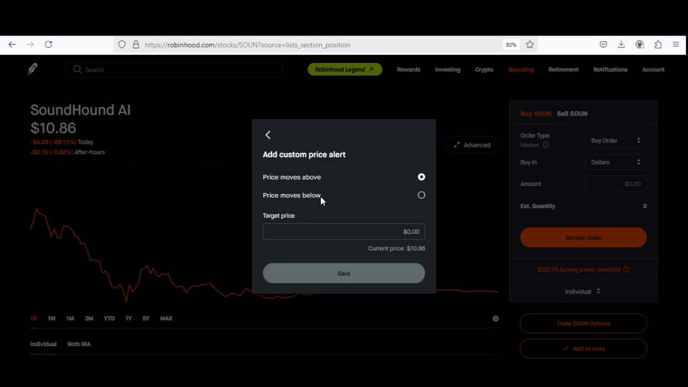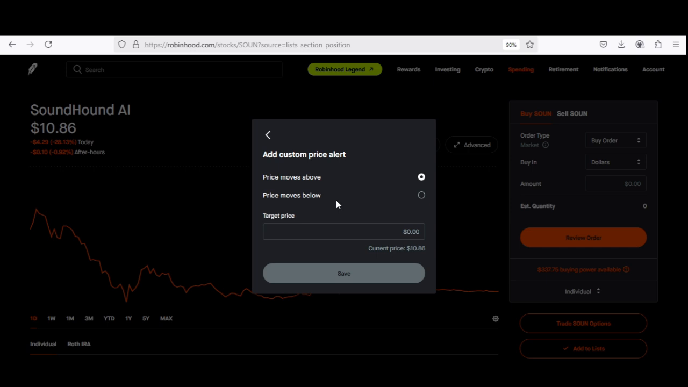Once again, you're going to have two options. Option number one is a price move above alert, which you can set if you want to be notified when the share price moves above a certain price. The other option you have is price moves below. This one is my favorite because I'm an option trader. I usually like to get price alerts when the price goes below a certain price. I like to get in at a good price. So with price moves below, you're going to get a notification whenever the price hits below a certain price.